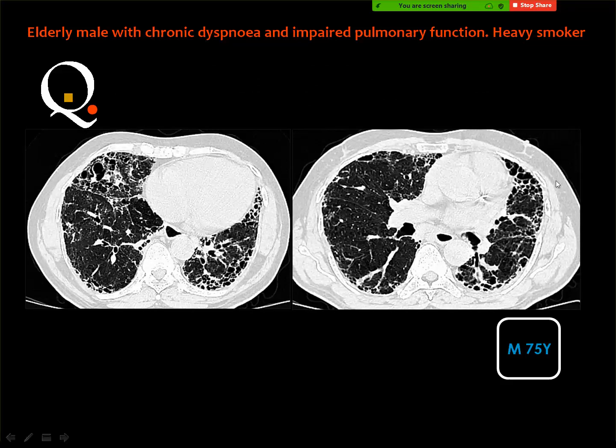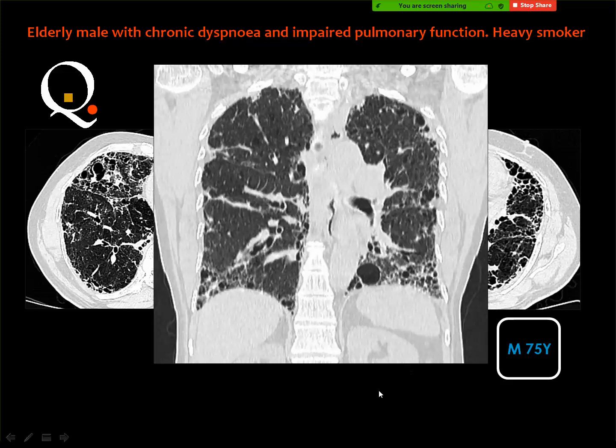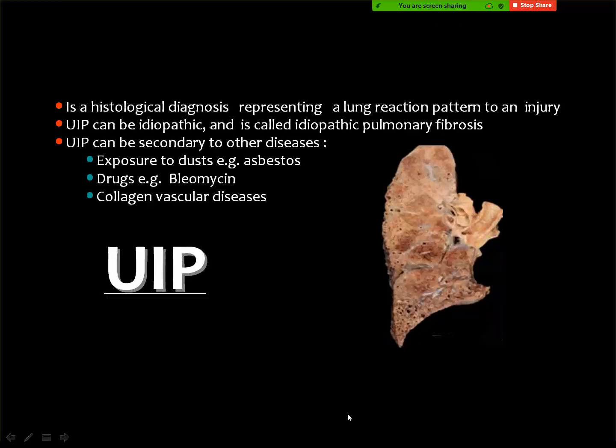The UIP. Yes, and this is usual interstitial pneumonia or interstitial pulmonary fibrosis with classic appearance. Interstitial opacities, honeycombing, traction bronchiectasis, all the full-blown picture. Usual interstitial pneumonia is the description of idiopathic pulmonary fibrosis if there is no cause for fibrosis.